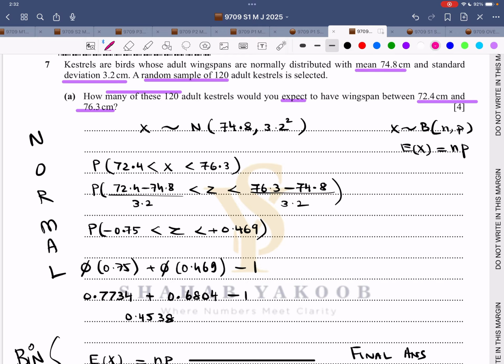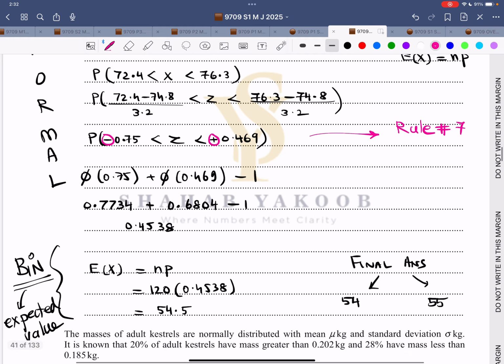So according to the rules that I've explained in class, I don't need to even draw a diagram. So that is rule number 7. If it lies between a positive and a negative value, what do we do? Remove the negative sign, read the table for 0.75, read the table for this thing, add the probabilities and subtract 1. This is what you get. So now there is no rounding off. So this is table based. This is table based. We add these two, subtract. This is as it is. Leave it as it is.